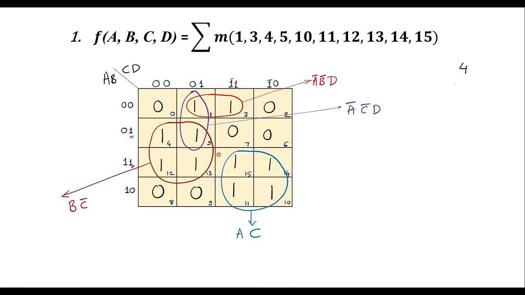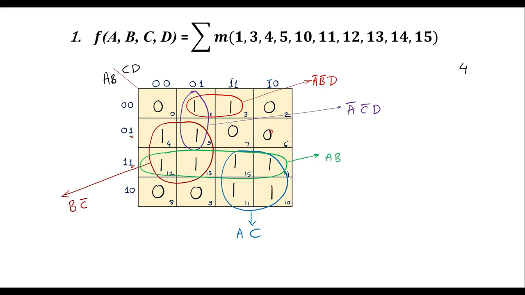Similarly, here we can observe that these 4 ones we can make a quad. The value for this will be AB. So here for each grouping I have used a different color for understanding purposes.